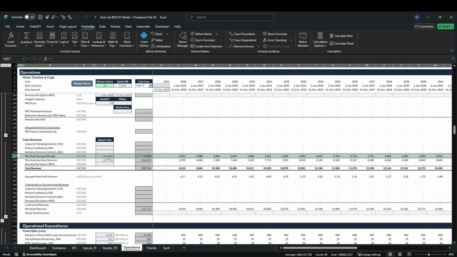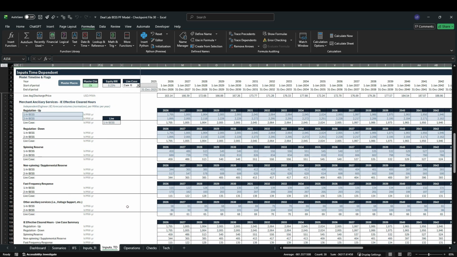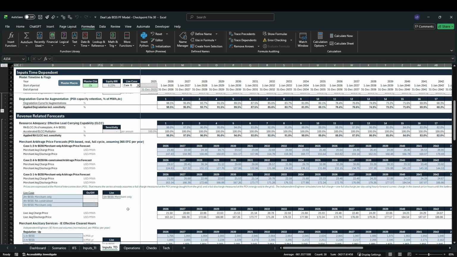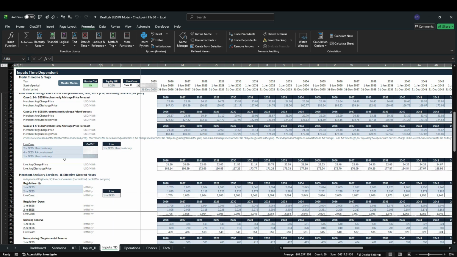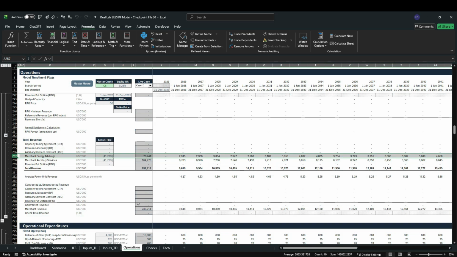So it's important to understand how we interpret that figure. It's basically just a reduction in revenue. It is not a reduction in our price spreads. So you will see that in our inputs time dependent sheet, we have different assumptions for merchant arbitrage forecasts and for our merchant auxiliary services. So that sensitivity does not increase the average charge price or decrease the average discharge price, which sometimes could be confusing to lenders and credit decision makers. But instead, what we just do is simply reduce our overall revenue for both cases.